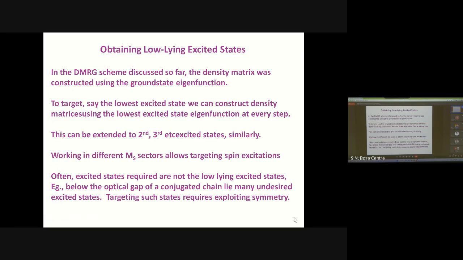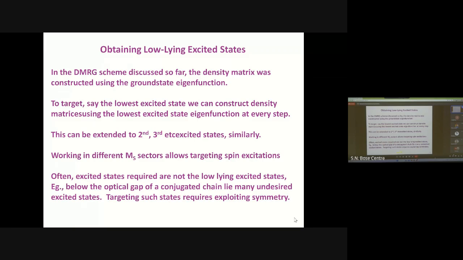But you know, this is all very well. By working in different MS sectors, you can also get spin excitations. For example, if you work in MS equal to 0, then most probably you get the singlet state, if the singlet is the ground state, the antiferromagnetic interaction. If you want to find the triplet state and the gap to the triplet state, you use MS equal to 1. Then the lowest state in MS equal to 0 and the lowest state in MS equal to 1 will give you the spin gap if they are not degenerate. If they are degenerate, it means that spin 1 is the ground state, because the triplet degeneracies are there.